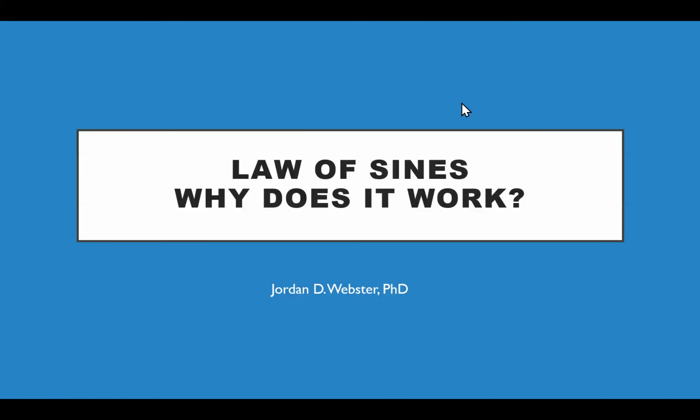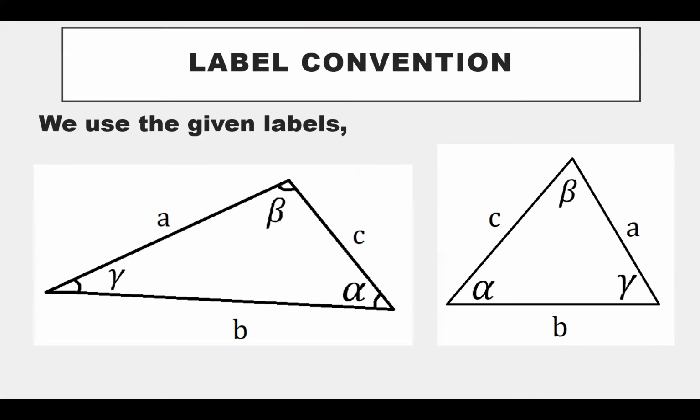In this video, we're going to take a look at why the law of sines works. Before we get started, we're going to understand the labeling convention that we're going to use throughout the video. We're going to have angles alpha, beta, and gamma with side lengths of our triangle A, B, and C. Moreover, side A is going to be opposite angle alpha, side B is going to be opposite angle beta, and side C is going to be opposite angle gamma. That's for any shape or size triangle that we are dealing with.